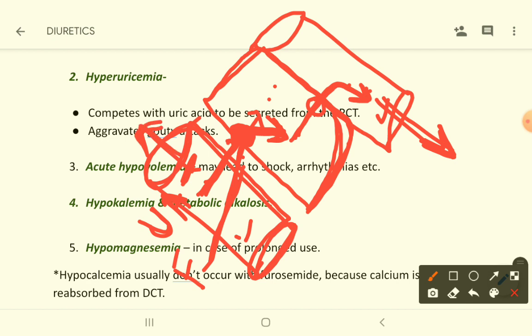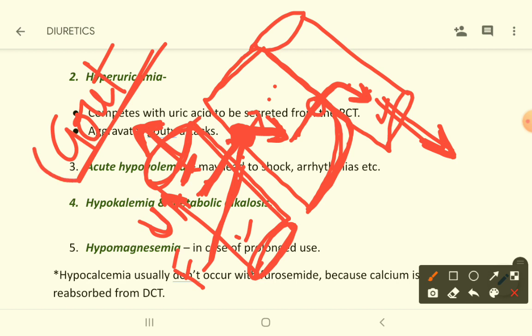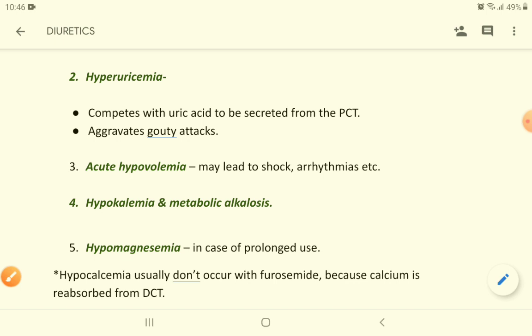The uric acid level in the blood increases, and that leads to hyperuricemia, and the uric acid gets deposited in the joints, mainly in the joints of the great toe, and that leads to gout, or to aggravation of gouty conditions. There is severe pain in the toes, right? So this is the mechanism.